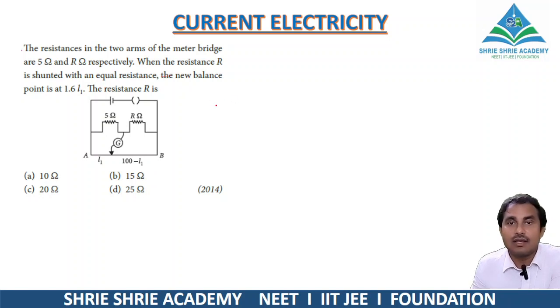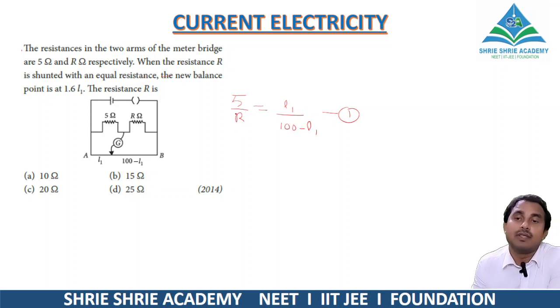So here, if you know that formula for the meter bridge, you'll write here 5 by R is equal to L1 by 100 minus L1. That is equation number 1. You know, for the meter bridge, P by Q is equal to L1 by 100 minus L1.